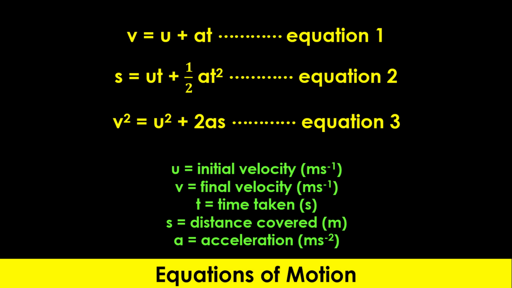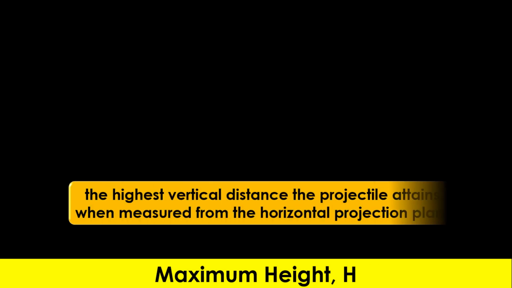Using the upward flight, let's see how to derive the formula of angular projection, starting with the maximum height. The maximum height is the highest vertical distance attained by the projectile when measured from the horizontal projection plane.